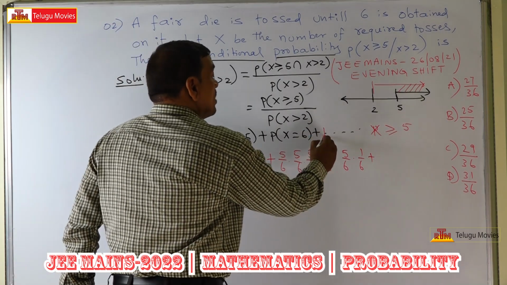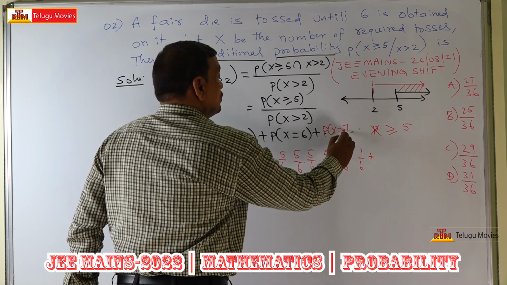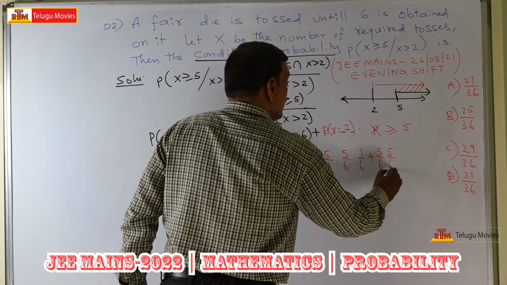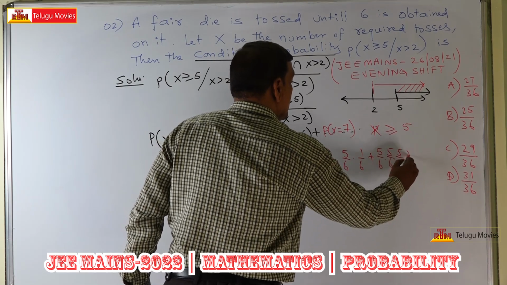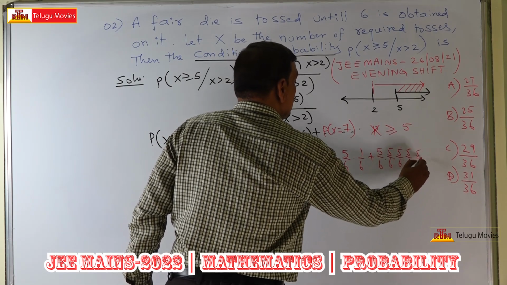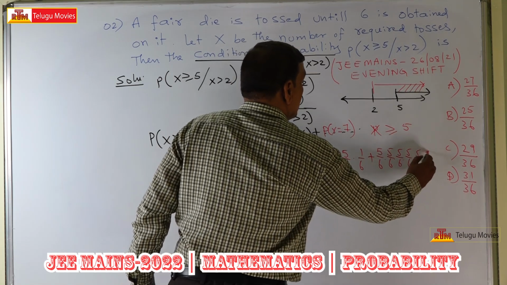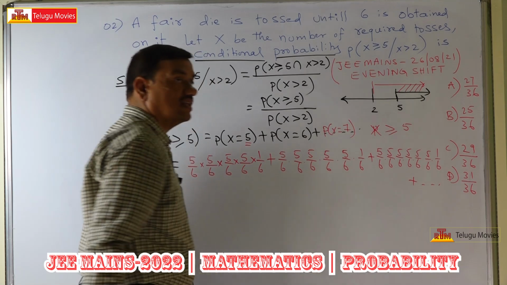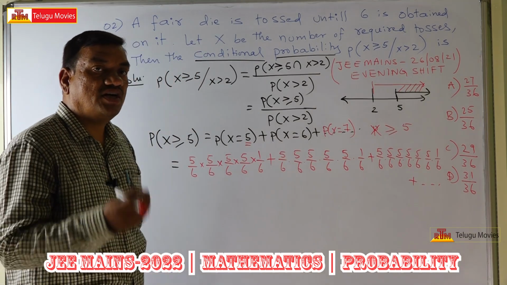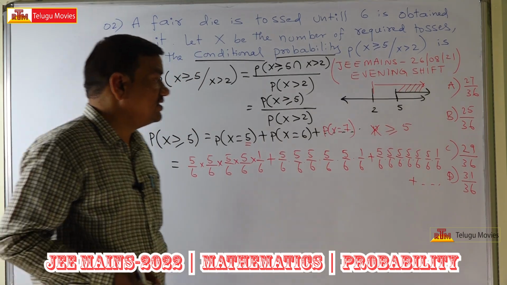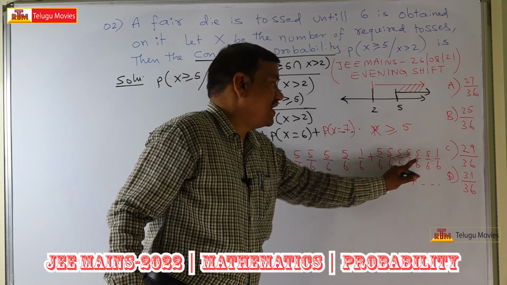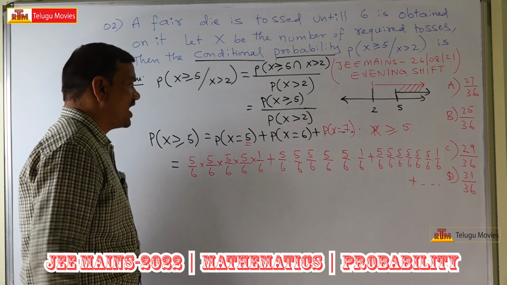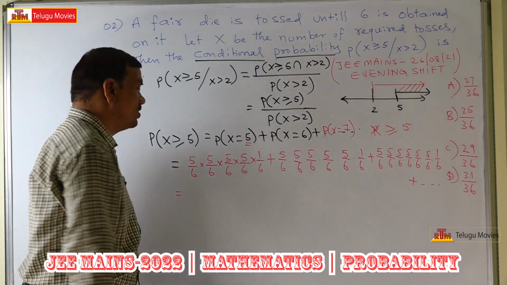Probability of x is equal to 7 means first time fail, second time fail, third, fourth, 5th, 6th time also failed, and the 7th time you get the number 6. The probability of getting the number 6 is 1 by 6 and the first 6 tosses are failures. So let us calculate this value.